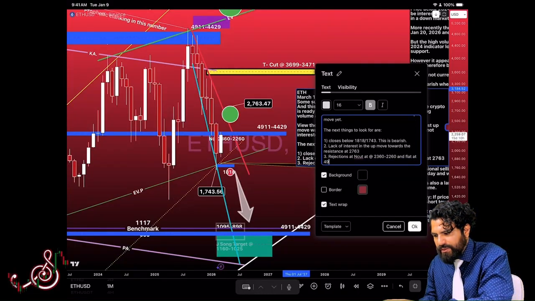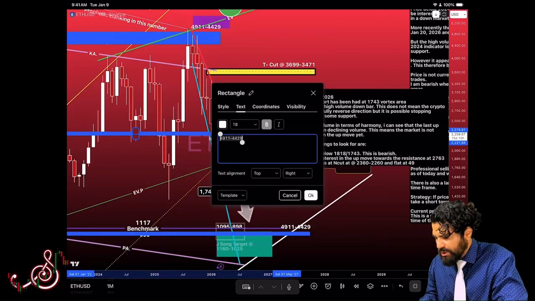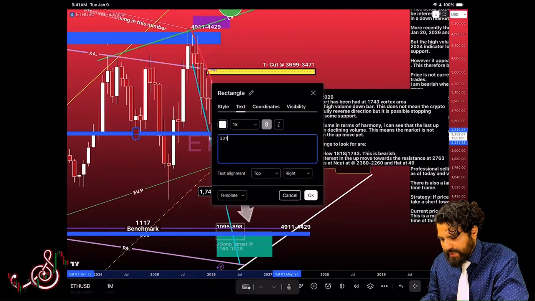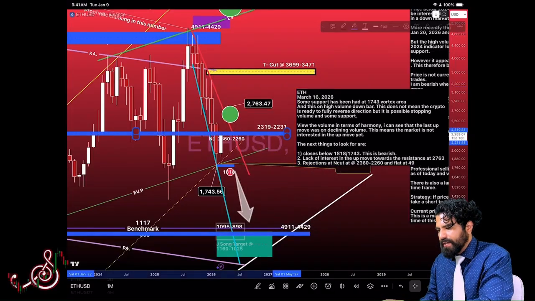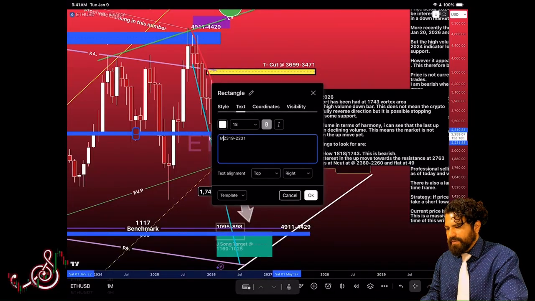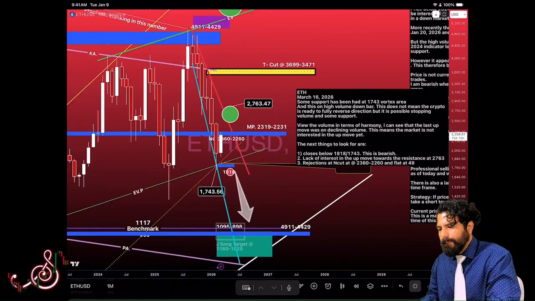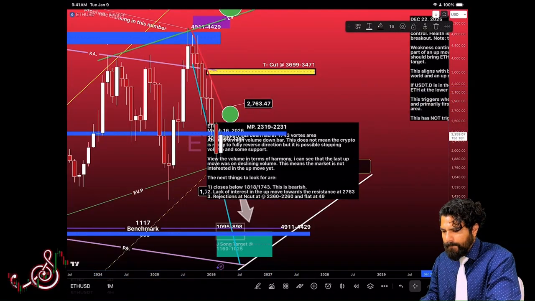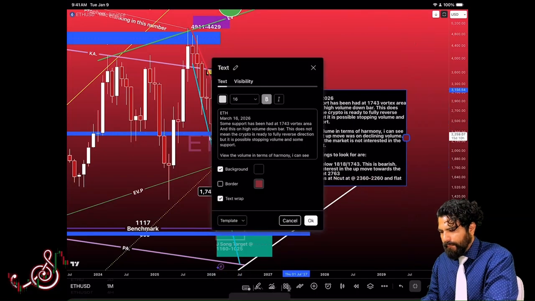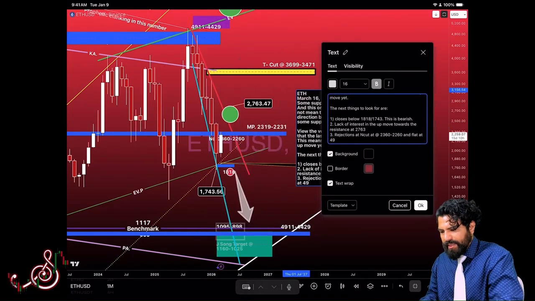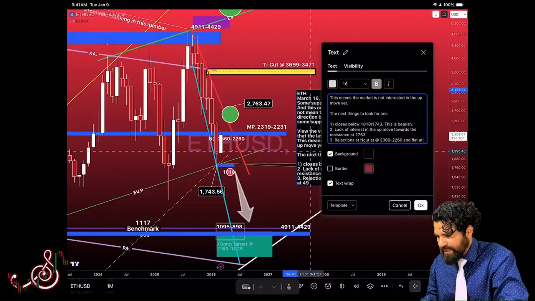What is the number? Oh, I gotta update this number. 2319. 2231. And this is going to be a mid phantom. And that's all I want to say about this. Do we have other questions? Ethereum.